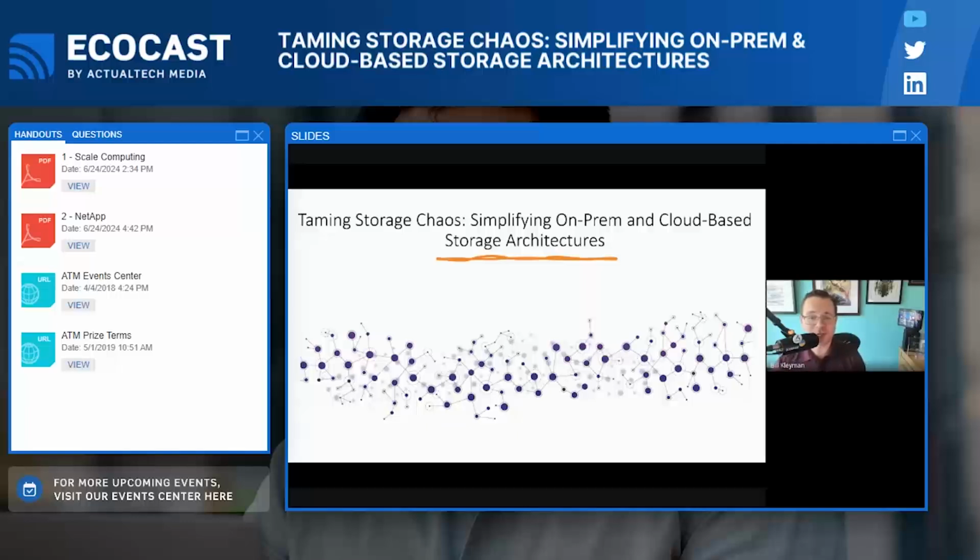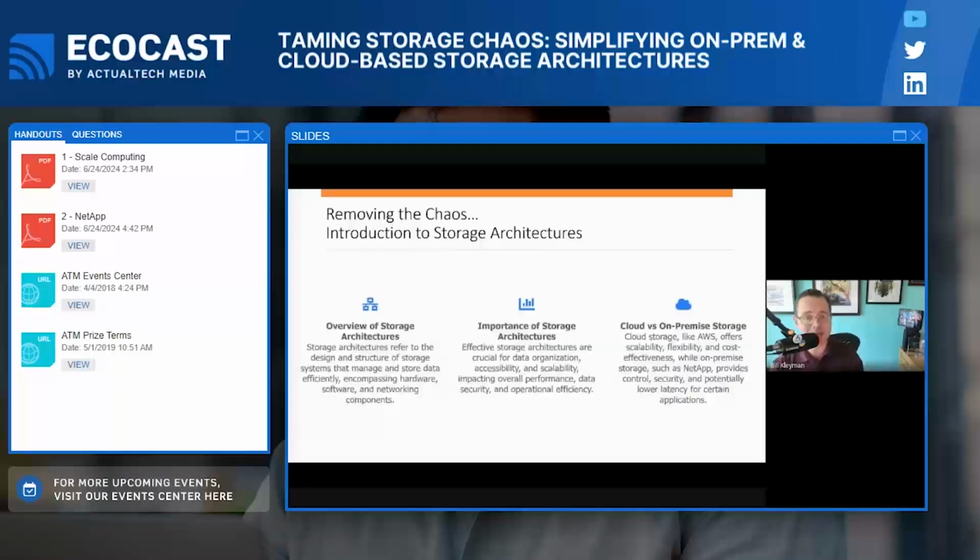So when we start to take a look at removing the chaos, we have to understand that there's different types of storage architectures in general. When we start to take a look at storage architecture, and this is something for you to just think about, it's not just a piece of data or an appliance, right? It's network, it's storage, it's compute, it's the encompassing hardware and software, the networking components, like I said, all of those elements that are required to store data more effectively.